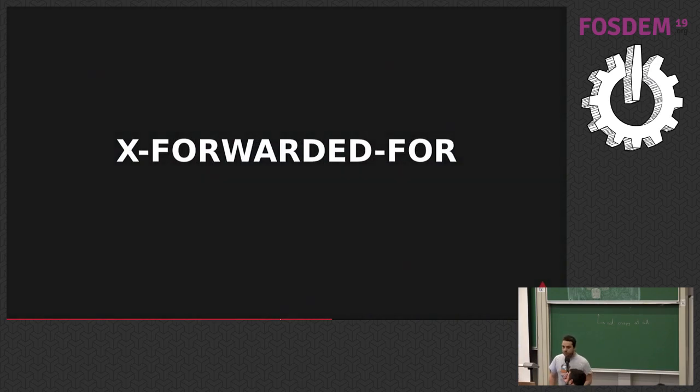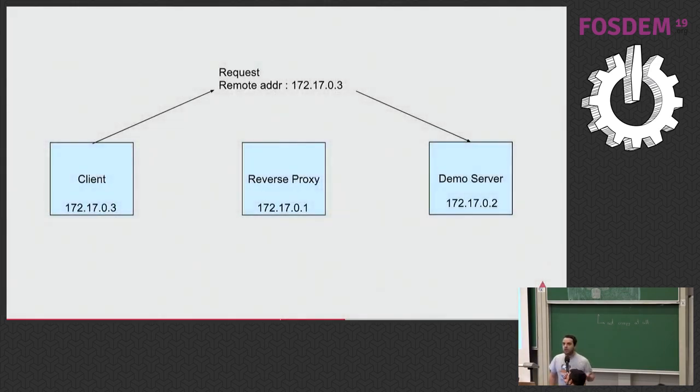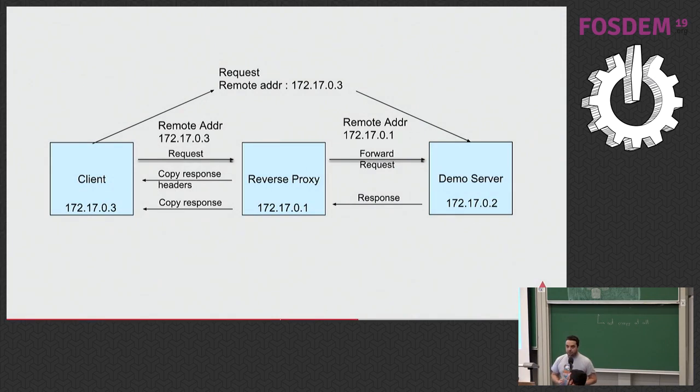XForwardedFor. What is XForwardedFor? Imagine I take my client and I just call my demo server. The demo server will receive a request with a remote address ending with 3. This is my IP, the client IP. But if I use the reverse proxy, the reverse proxy will call the demo server. So the reverse proxy will receive a remote address with a 3, but the demo server will receive an address with a 1. So I can't know what the client IP is. So for this, we need XForwardedFor.